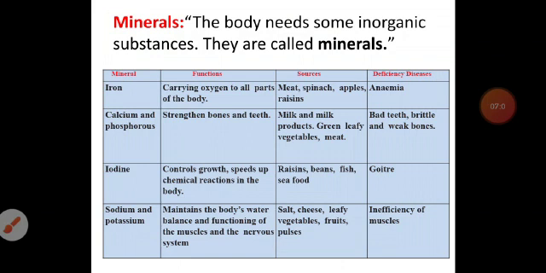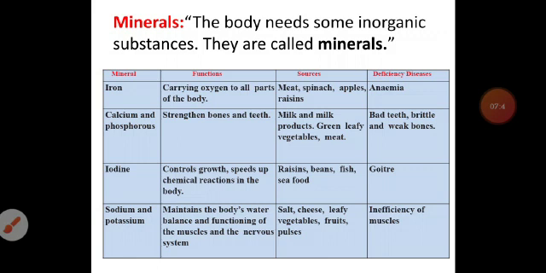Next mineral is calcium and phosphorus. The function of calcium and phosphorus is to strengthen bones and teeth. And the sources are milk and milk products, green leafy vegetables and meat. If there is less amount of calcium in our body, we will have bad teeth, brittle and weak bones. Hence, it is necessary to take calcium and phosphorus rich food in our diet.